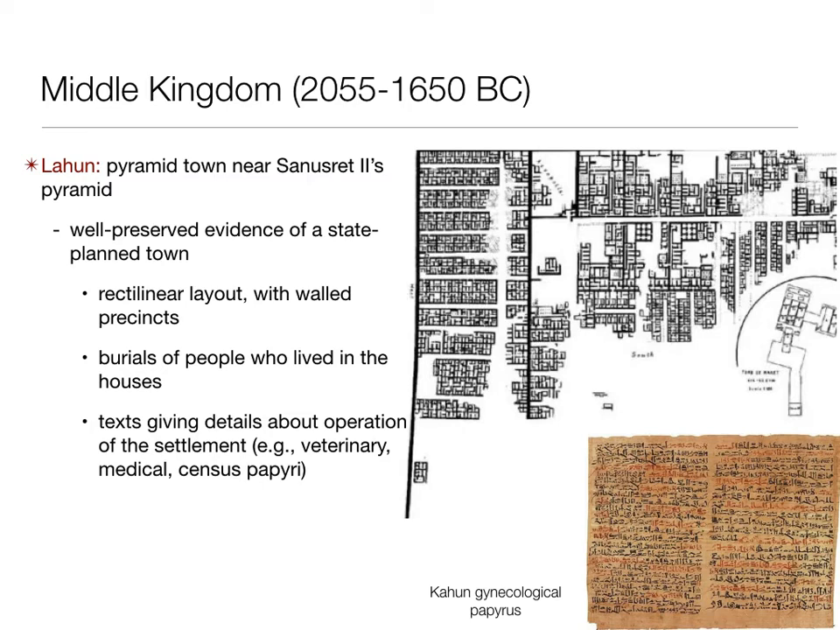Actually, Flinders Petrie, I believe, excavated part of this city in the early 20th century. And what's cool about this city is we actually have some papyrus that preserved, including medical papyri in the Middle Kingdom. So we can get a sense. This is an example here showing on the slide of a gynecological papyrus that talks about women's health issues and pregnancy and these kinds of things.